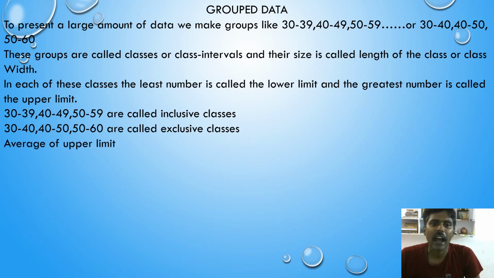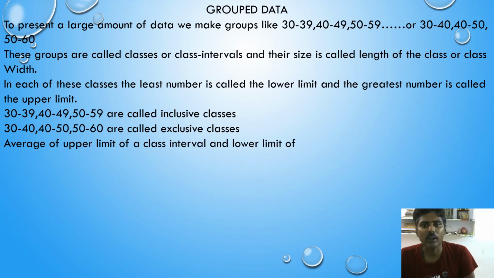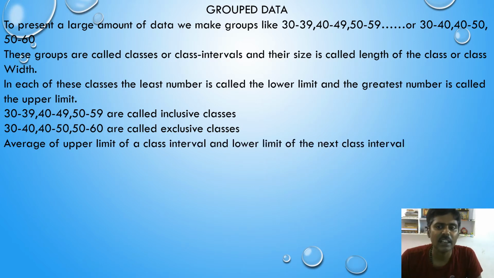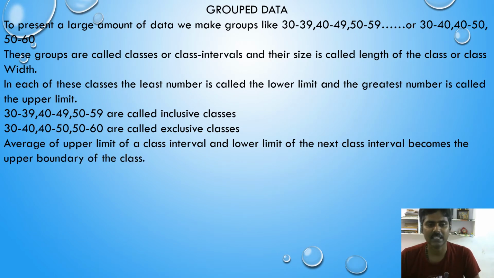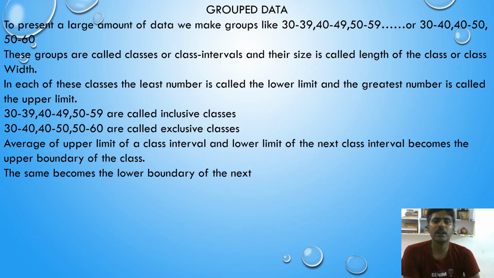The average of the upper limit of a class interval and the lower limit of the next class interval gives us the upper boundary of that class. If you observe 30 to 39, the upper limit is 39, and for 40 to 49, the lower limit is 40. 39 plus 40 is 79, by 2 gives us the upper boundary for the class 30 to 39. Similarly, the lower boundary we can find the same way. The same becomes the lower boundary of the next class.